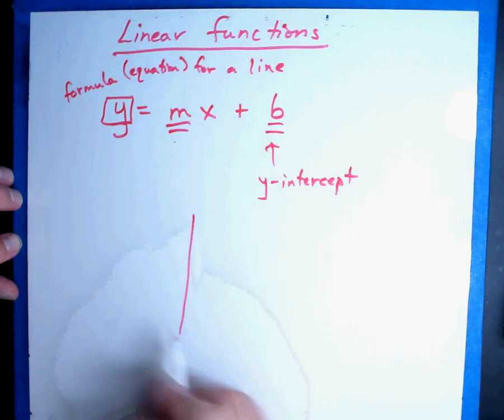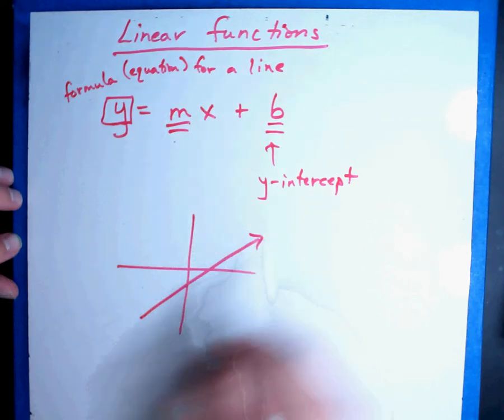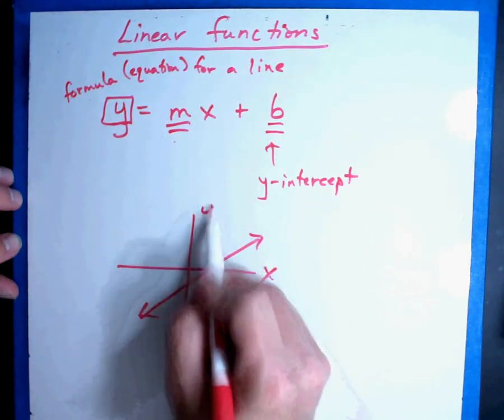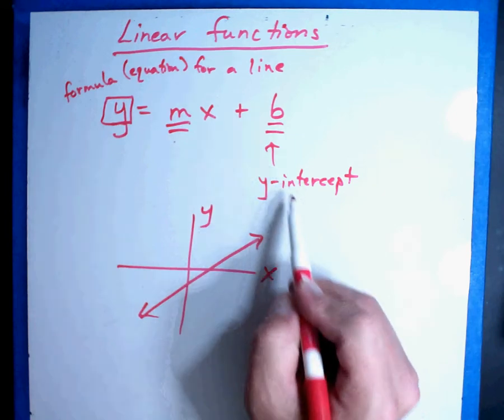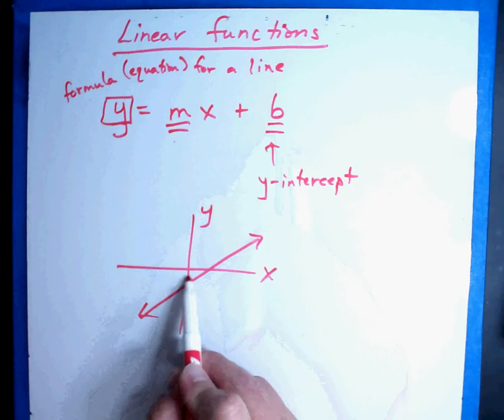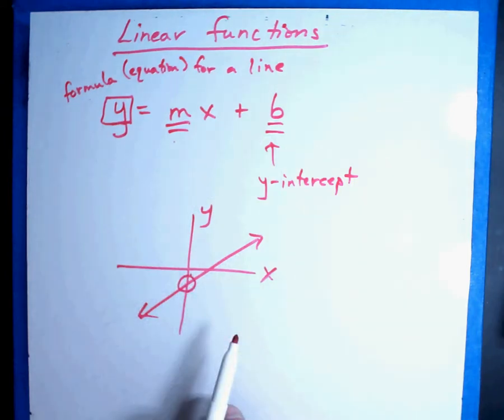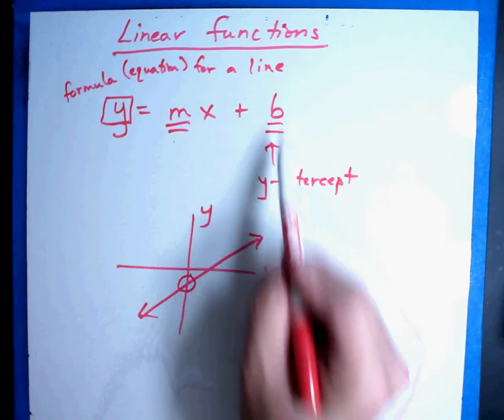When you're graphing, your lines are going to do something like this sometimes. You have your x and your y, and here's your line. What you want to know is your y-intercept. Intercept means to run into. So where does your line run into the y? In this case, it'd be right there. The formula always tells you right there at the end, that's where it's going to run into it.